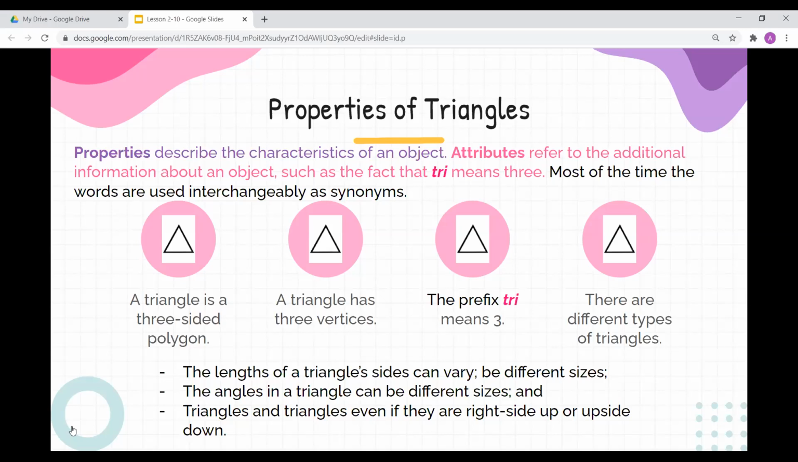And there are different types of triangles. The lengths of a triangle's sides can vary, which means they can be different. The angles in a triangle can be different sizes. And triangles are triangles even if they are right side up or upside down, on their backs, on their fronts. Whatever the case, as long as it has 3 sides and 3 corners, it is considered a triangle.